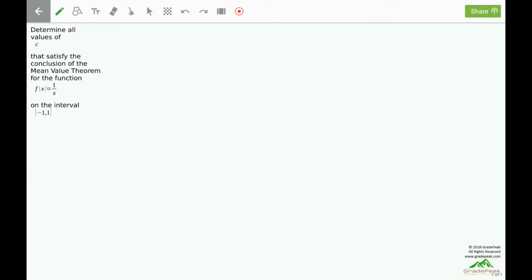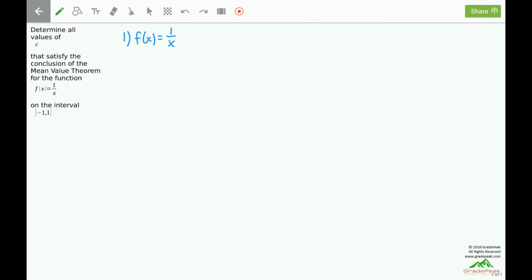Determine all values of c that satisfy the conclusion of the mean value theorem for the function f of x equals 1 over x on the interval -1 included to 1 included. The first thing to do is to determine whether the two conditions are met for the mean value theorem to apply. The first condition: the function f of x, which is 1 over x, has to be continuous on the closed interval given.